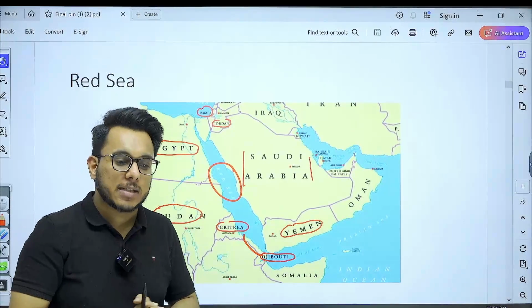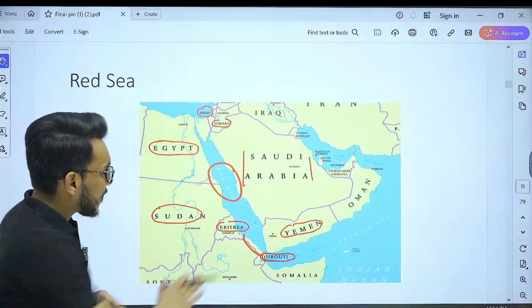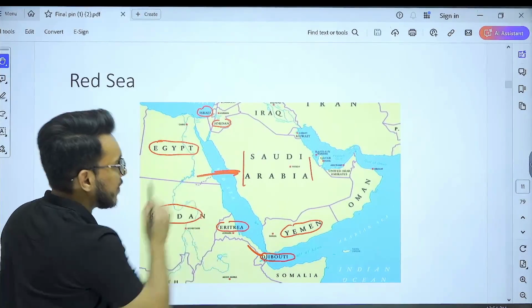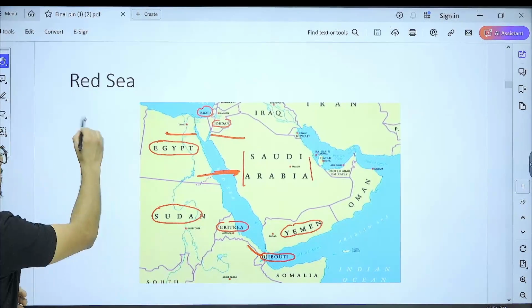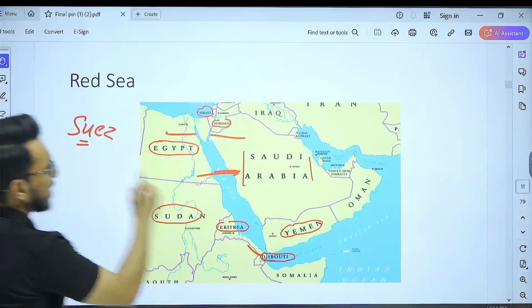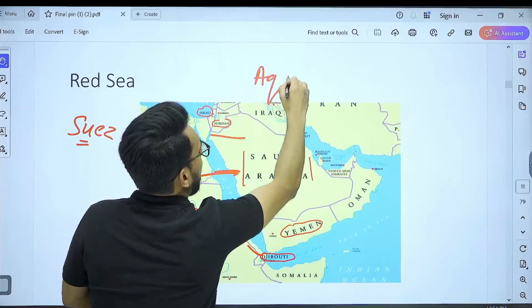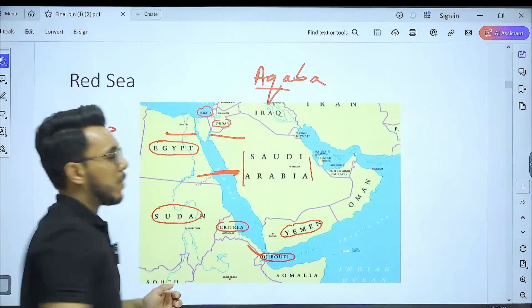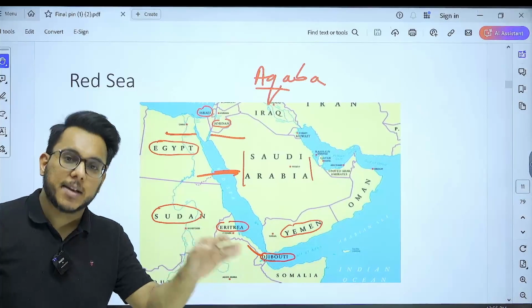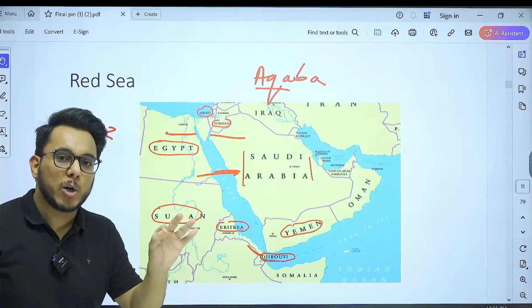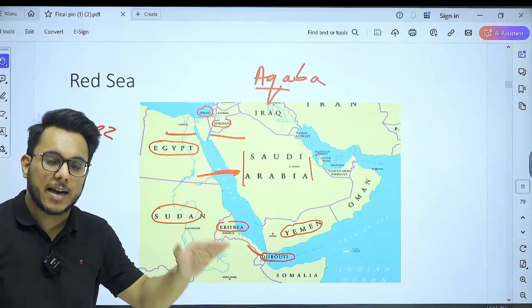Now, before discussing the neighbors of the Red Sea, I just want to tell you one very important aspect. When we talk about the Red Sea, in the north it gets bifurcated as the Gulf of Suez, and on the eastern side it gets bifurcated as the Gulf of Aqaba. The Gulf of Aqaba is considered an extension of the Red Sea only. And in this capacity, when we talk about the neighbors of the Red Sea, Israel and Jordan are also considered neighbors of the Red Sea.